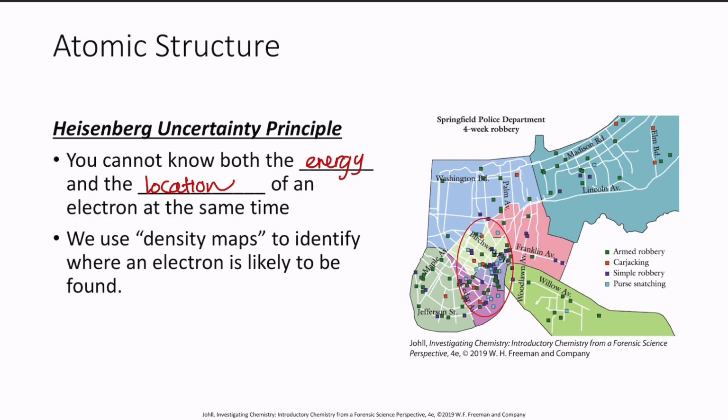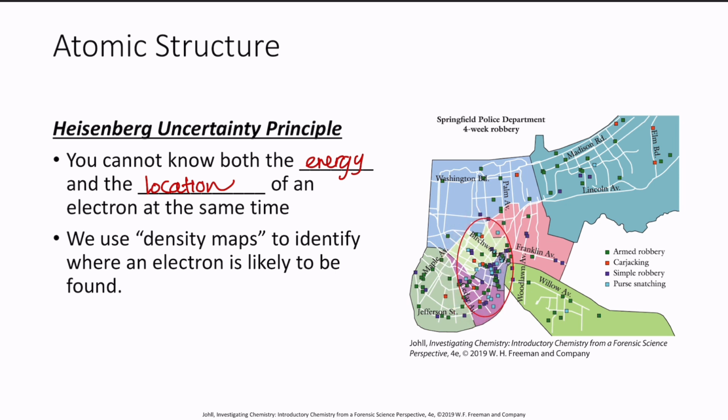So what we do is we use kind of like a density map to identify where the electron is most likely to be found within an atom. Here is an example of a density map. We have the Springfield Police Department 4-week robbery, and each one of these instances corresponds to some sort of crime. We can see they're spread out over here, and over here we have some, but there's a high density of robberies right here in the middle.